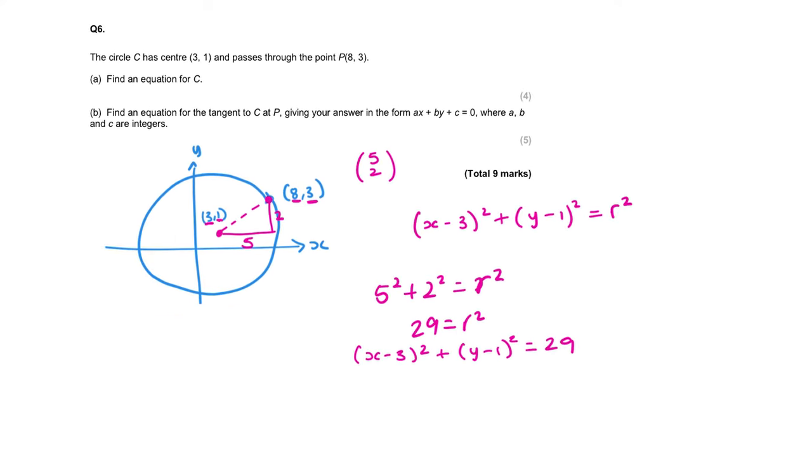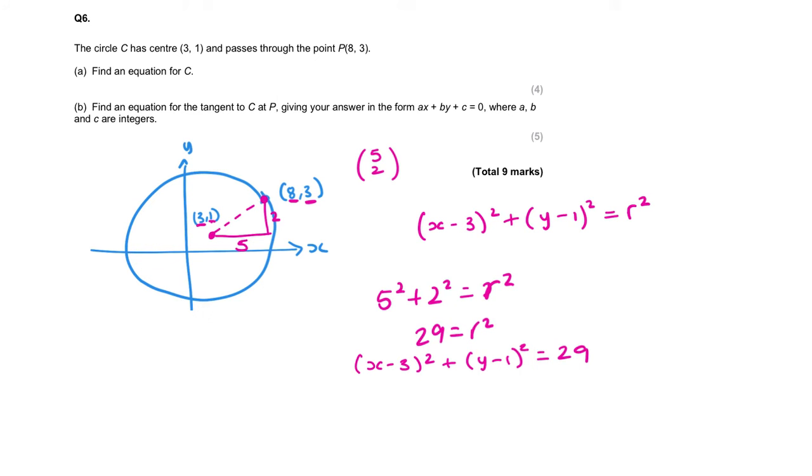Next part. It says find an equation for the tangent to C at P, giving your answer in this form. So remember, we want the tangent. So we want this here. Okay. So what do we need to find? We need a point. Do we have a point? Yes. And we need the gradient of the tangent. Do we have the gradient of the tangent? No. How could I find the gradient of the tangent?